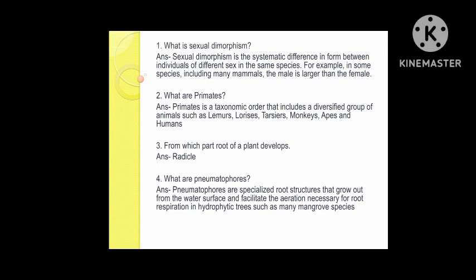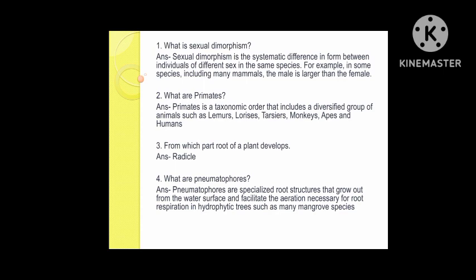What is sexual dimorphism? Sexual dimorphism is the systematic difference in form between individuals of different sex in the same species. For example, in some species, including many mammals, the male is larger than the female.